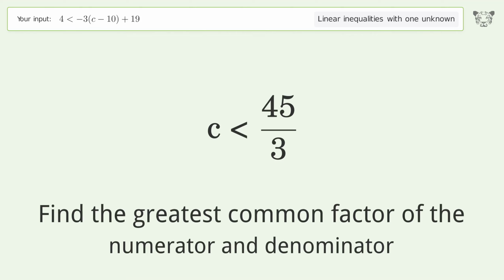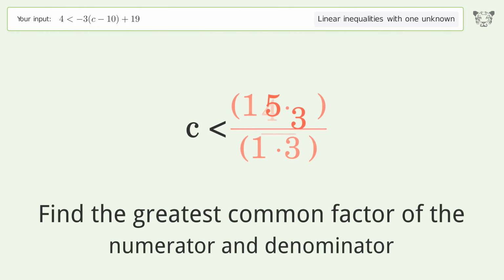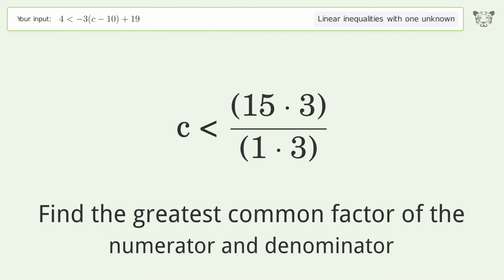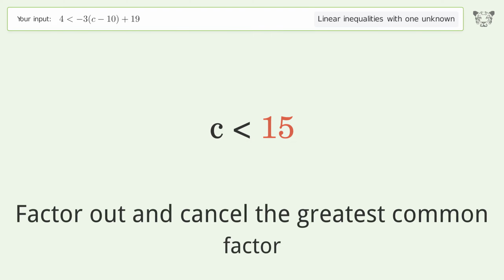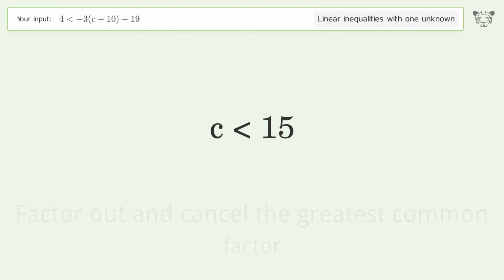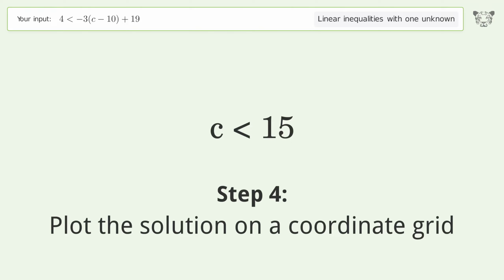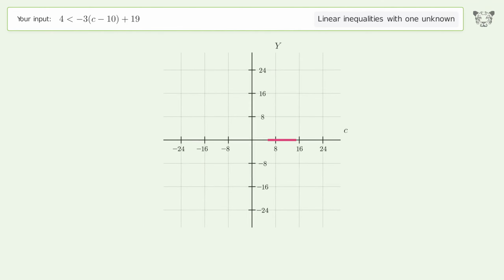Find the greatest common factor of the numerator and denominator. Factor out and cancel the greatest common factor. Plot the solution on a coordinate grid. And so the final result is c smaller than 15.